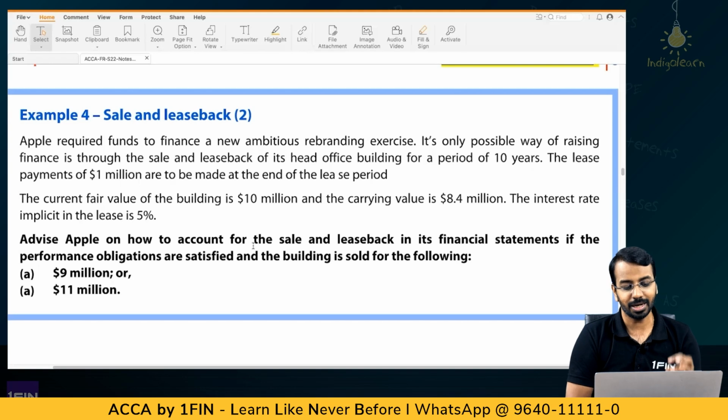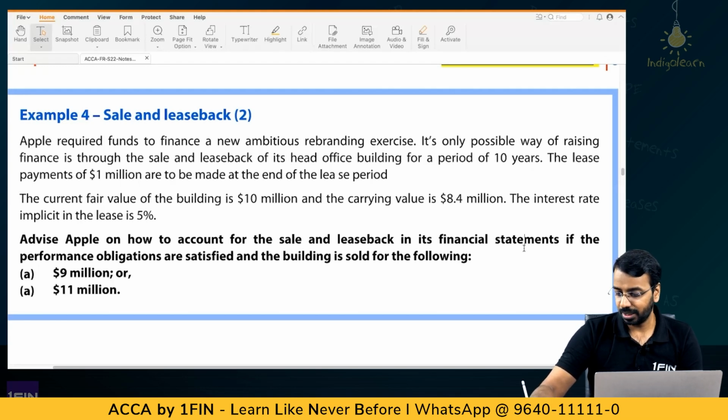So, what does this mean? This means that performance obligations are satisfied. When we say performance obligations are satisfied, it means that the sale transaction has been successful. Now, if the sale transaction has been successful, how do we account for it? There are two scenarios, so first we will take up the first sale scenario.